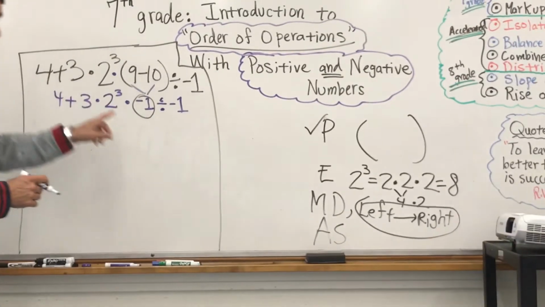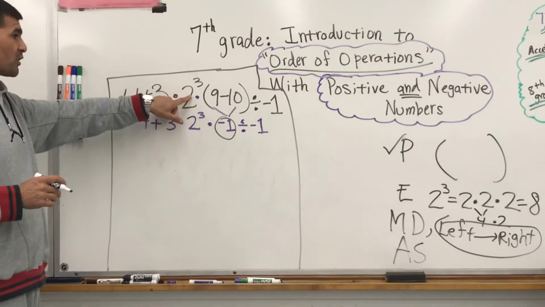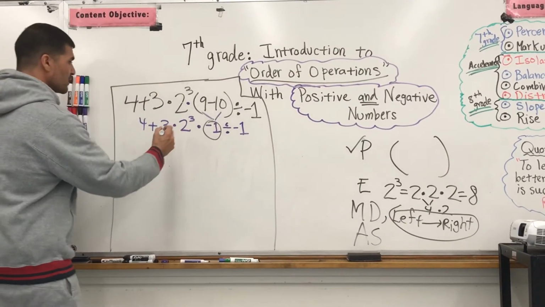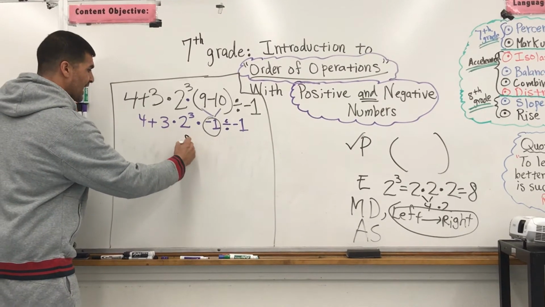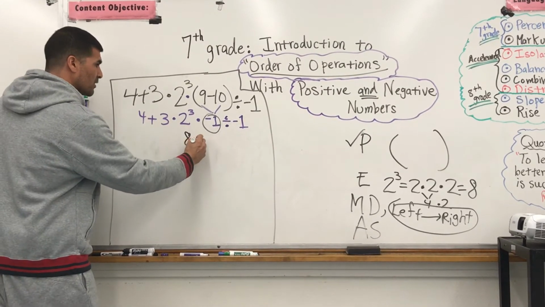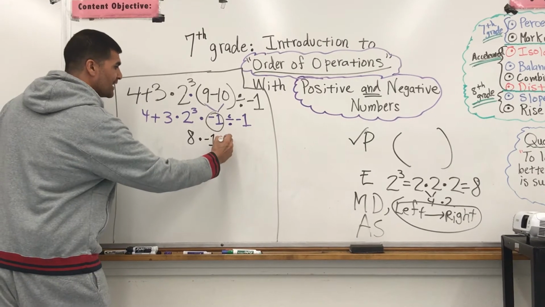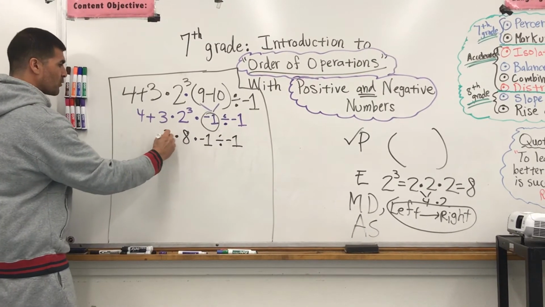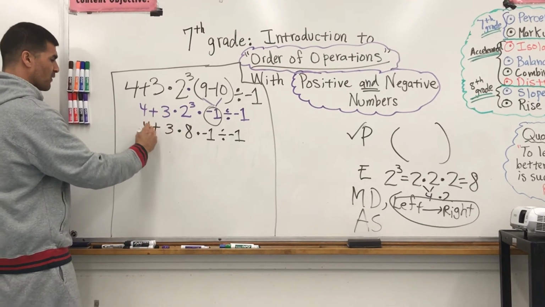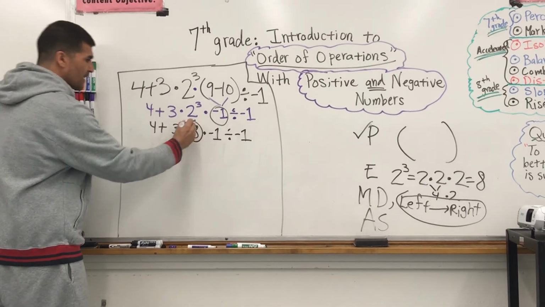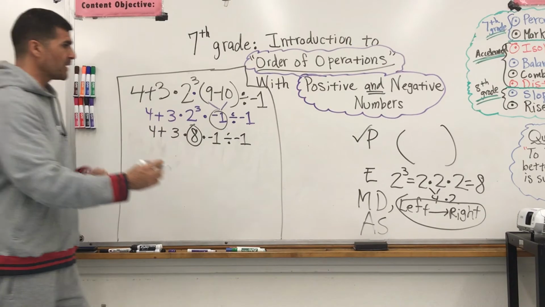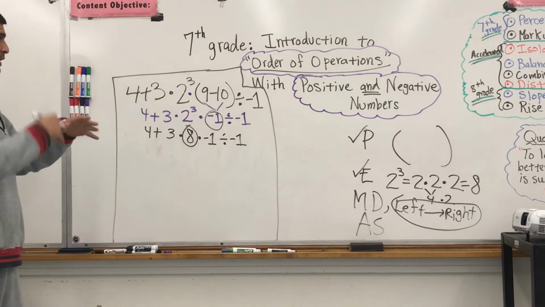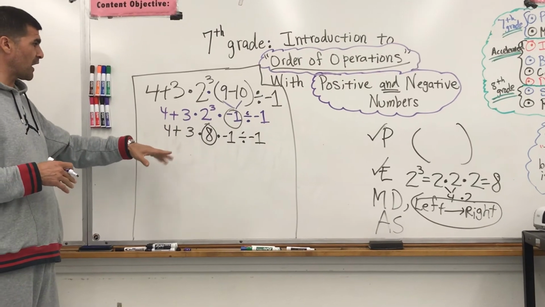Let's do the exponents. We already know that 2 to the third was equal to 8, so I'm going to put this as 8. I still need to multiply by -1, divide by -1, and multiply by 3, and there's a plus sign with the 4 there. So the only thing I've done is I used my exponent. That's kind of good. I'm knocking it off. Each step, I'm going to change to a different color.